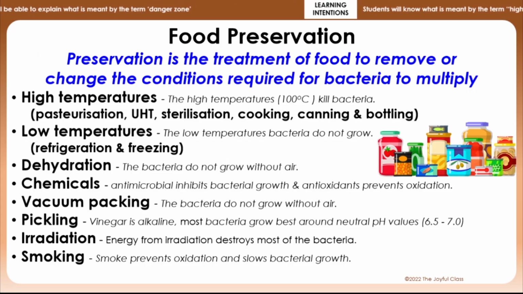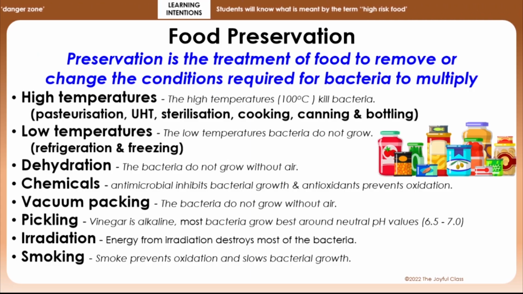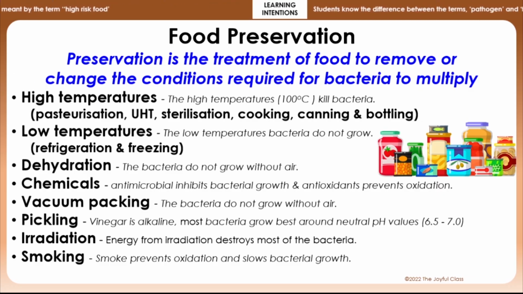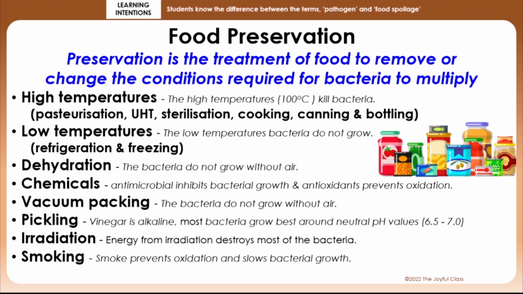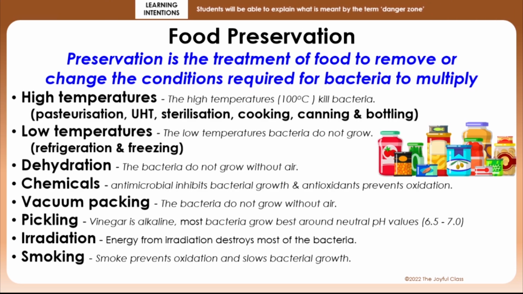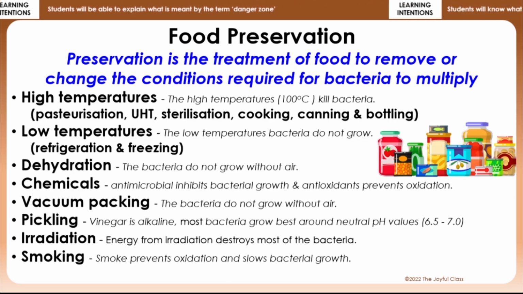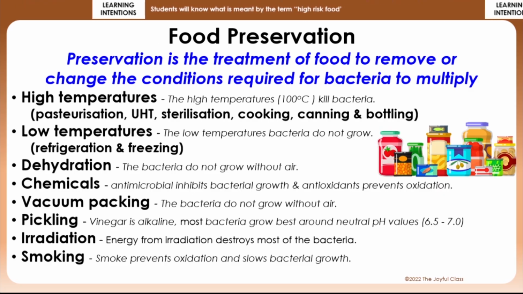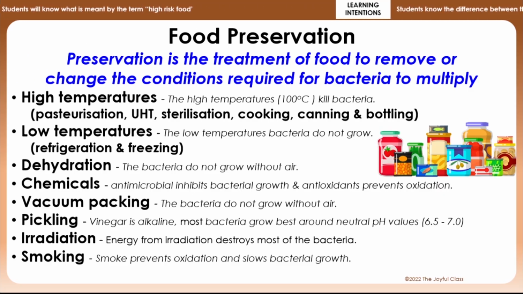Preservation is the treatment of food to remove or change the conditions required for bacteria to multiply. And there's a variety of them. So there's high temperatures. High temperatures such as 100 degrees centigrade will kill the bacteria. Things like pasteurization, UHT, which stands for ultra high temperature, sterilisation, cooking, canning and bottling. They all use high temperatures.